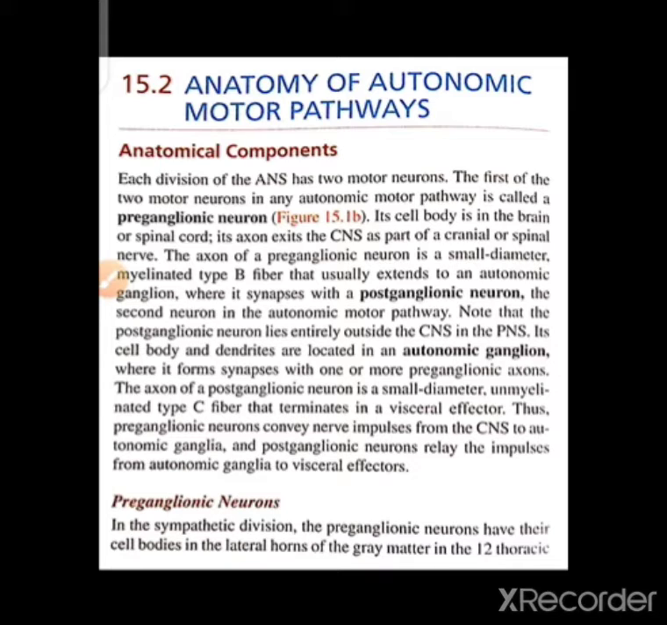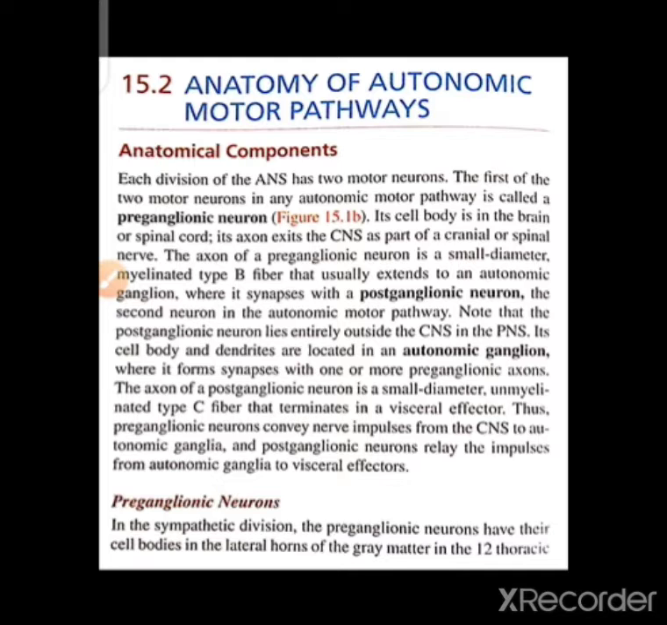The somatic pathways supply the skeletal muscles, while the autonomic pathways supply the smooth muscles and other visceral organs: the glands, the liver, heart, pancreas, and other abdominal organs like the stomach and intestines.